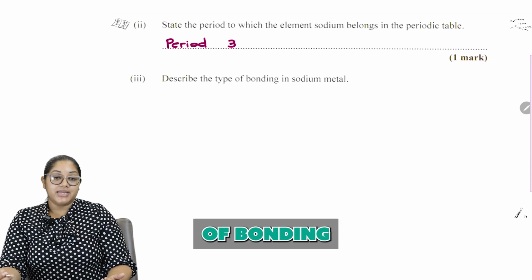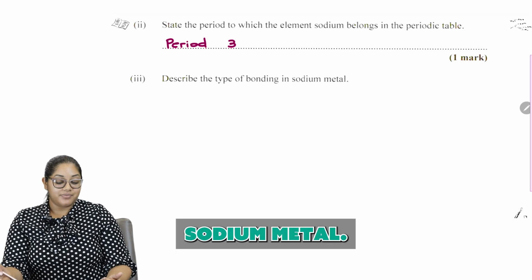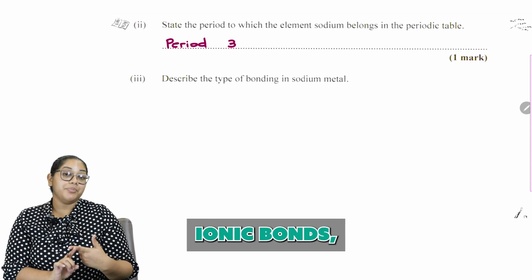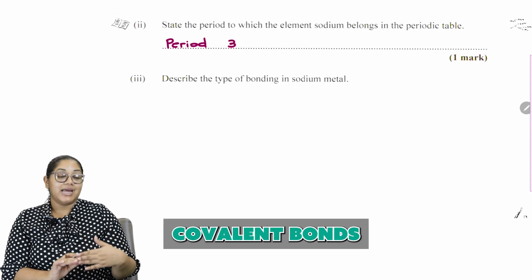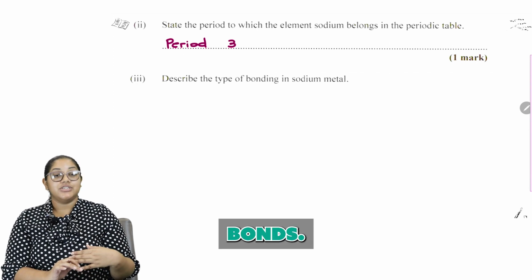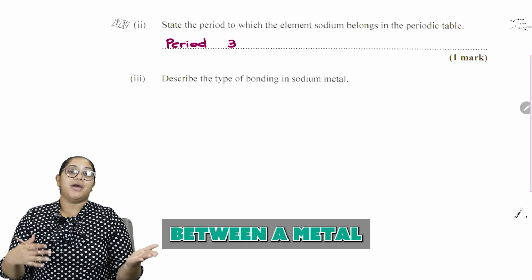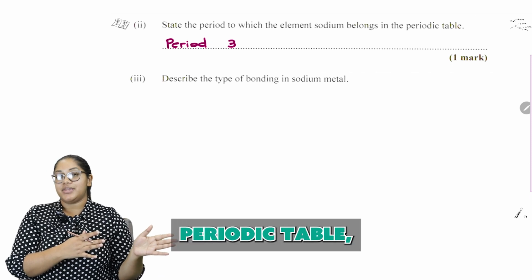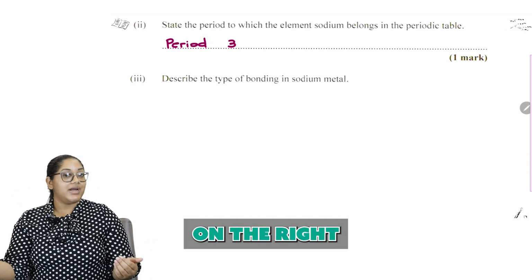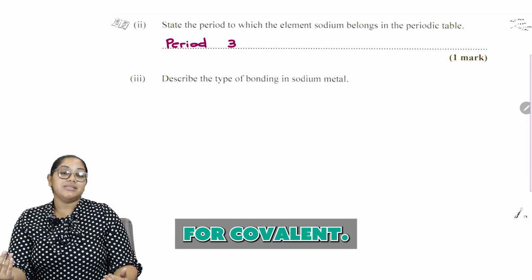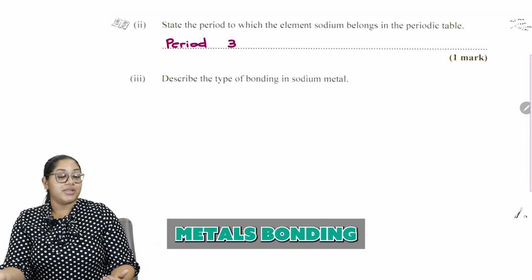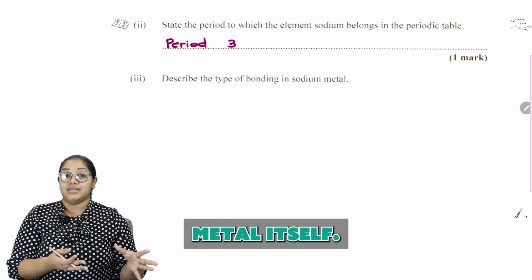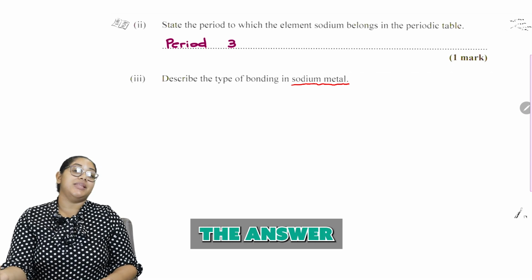Describe the type of bonding in a sodium metal. There are 3 types of chemical bonds: ionic bonds, covalent bonds, and metallic bonds. Just a quick recap, ionic is between a metal and a non-metal. We find metals on the left-hand side of our periodic table, non-metals on the right-hand side. For covalent, it's where we have 2 or more non-metals bonding. And metallic bonding is just what is happening inside of a metal itself. So which one do you think is going to be the answer here?